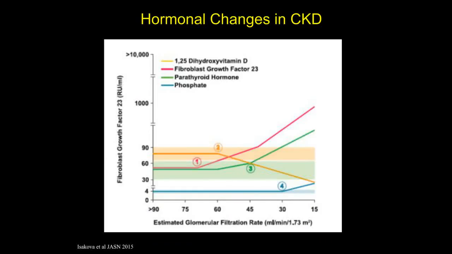This slide here just kind of goes over the hormonal changes we see as chronic kidney disease develops. The first thing that actually happens, as noted by line number 1, is very early in the development of CKD, we get increases in FGF23.